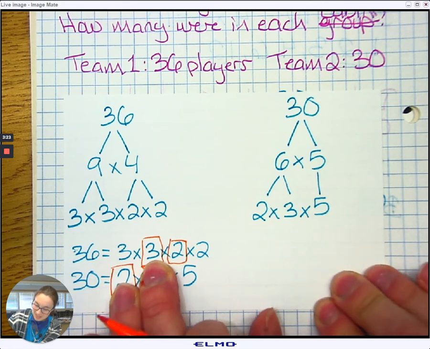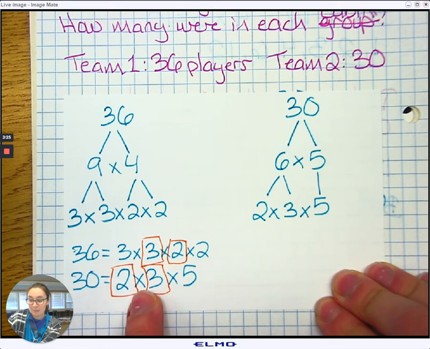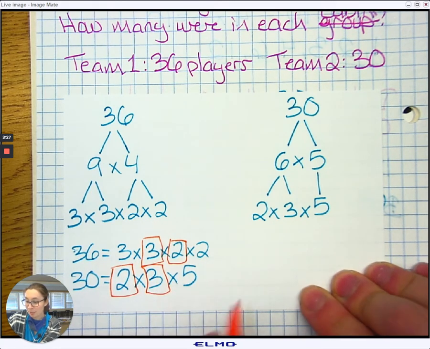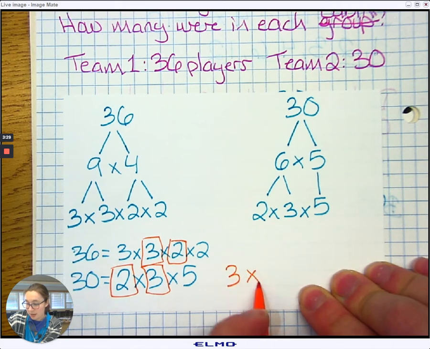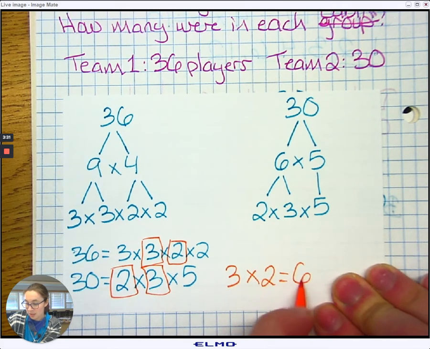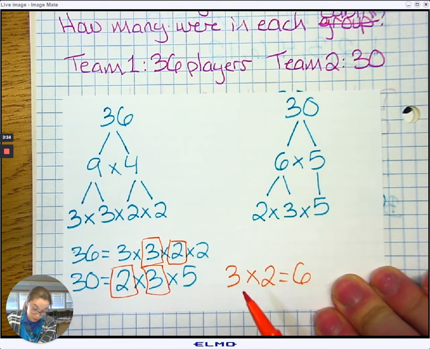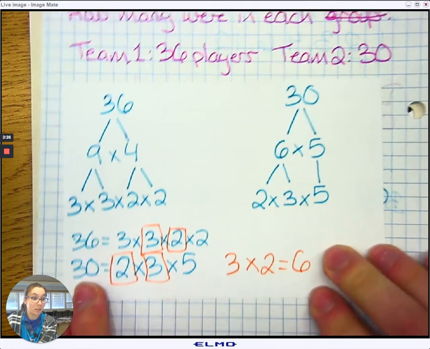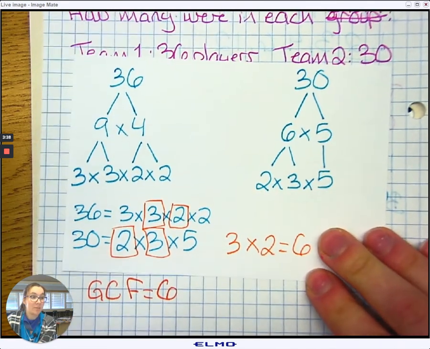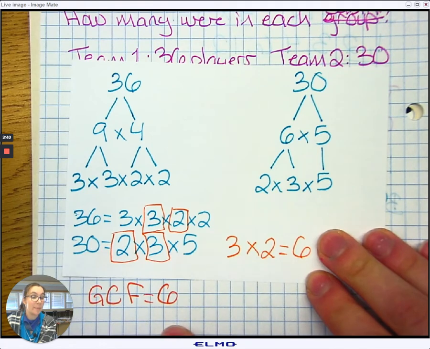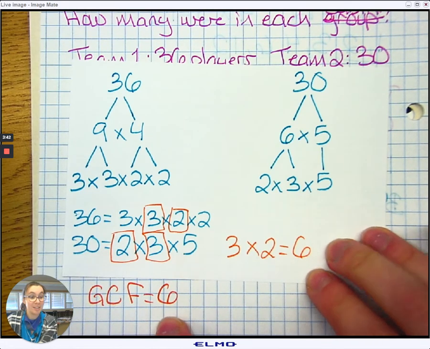Whatever. Then I take these prime factors that they have in common and I multiply them. 3 times 2 equals 6. And that is our greatest common factor. Our greatest common factor is 6. So how many kids were going to be in each cabin group? 6.